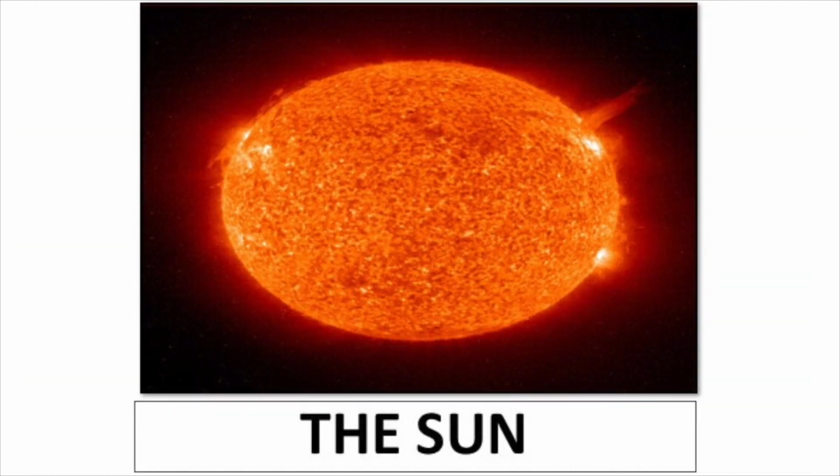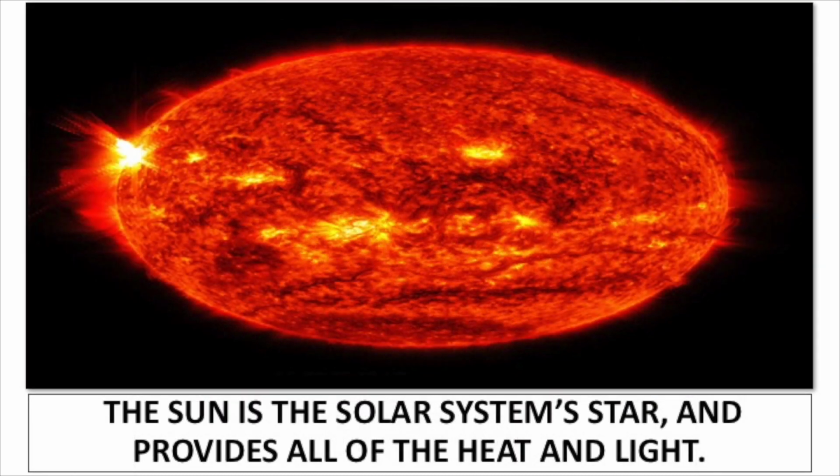So first of all, let's have a look at the sun. And notice how the sun is like a big fireball. The sun is the solar system's star. Yeah, really, the sun is a big star and provides all of the heat and light. Yes, there's nothing hotter than the surface of the sun. Do you think you could go close to the sun like that? No, far too hot.